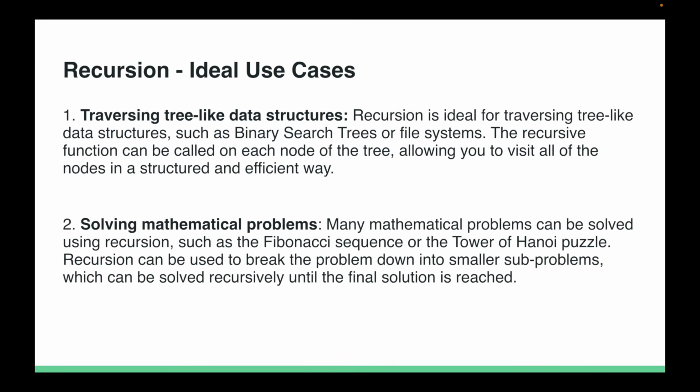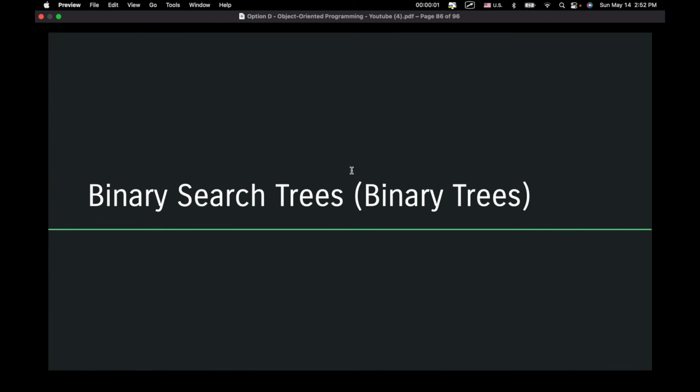Furthermore, another good use case is solving mathematical problems. We've gone over the Fibonacci sequence in the past. The Tower of Hanoi puzzle is probably something I'm going to make a video about, because I actually never understood how to solve it using recursion, but I think I kind of want to, and I think you guys should too. The reason for that is that recursion can be used to break down problems into smaller subproblems, and we can continue to solve those until the final solution is reached, or more specifically, when we hit the base case that indicates a final solution has been reached. So traversing tree-like data structures, which also include file systems, and solving math problems are two ideal use cases for recursion. Okay, so binary search trees.